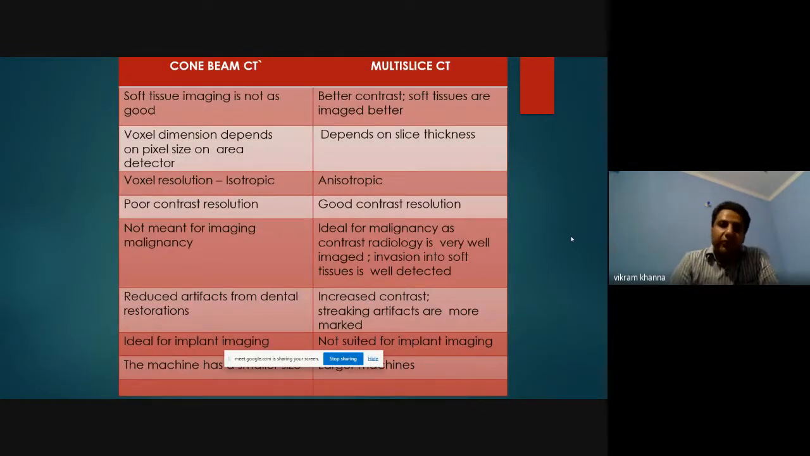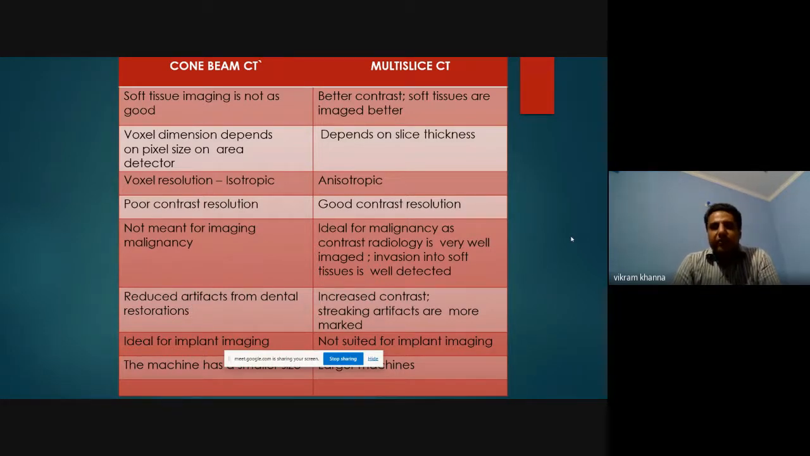Now, one of the major disadvantages of cone beam CT is soft tissue imaging. It is not as good as what you can find in the multi-slice CT. The soft tissue has better contrast because of its working, because of the algorithm which has been used, and because of the mode in which the picture has been captured. Soft tissue imaging is not good. Voxel dimension depends upon pixel area on the area detector.